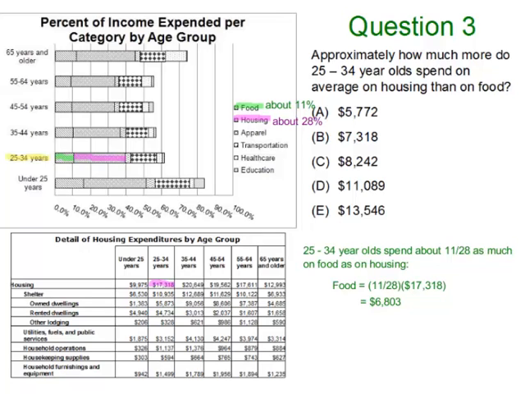And don't forget, they're asking us for the dollar difference. How much more do they spend in dollars on housing than on food? So there's a final subtraction to be done. That doesn't quite match up to any of the choices, but D is closest.